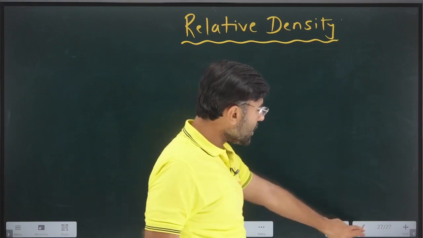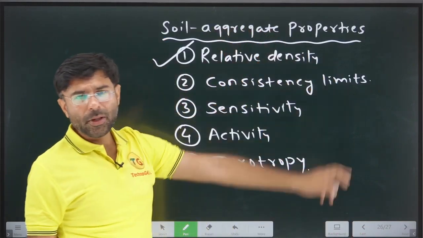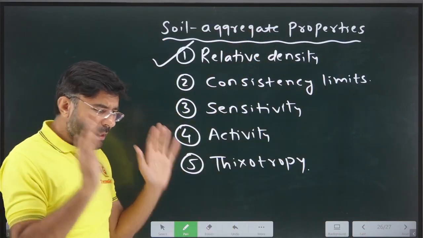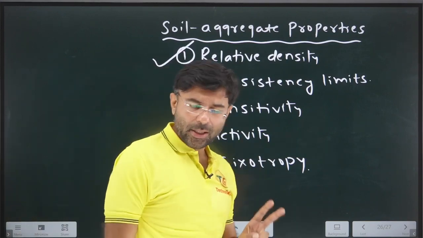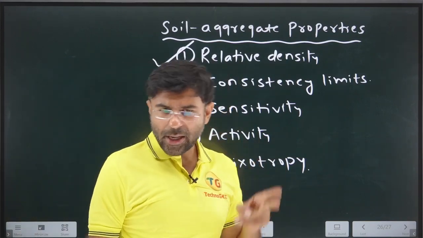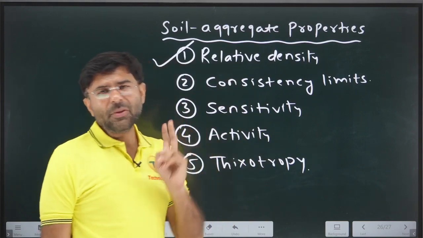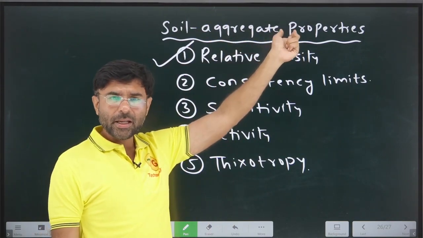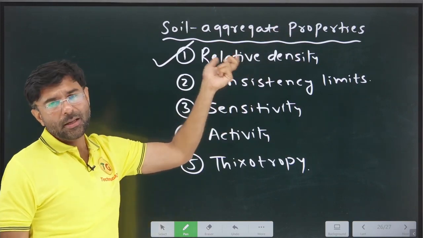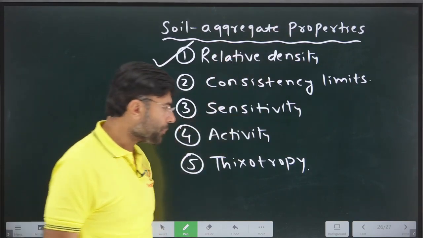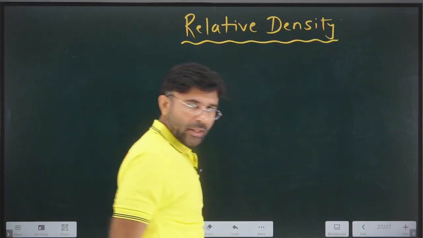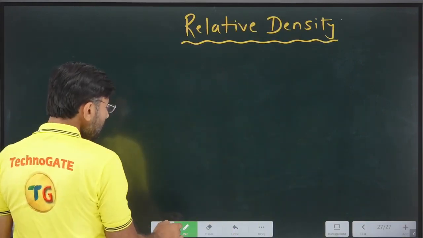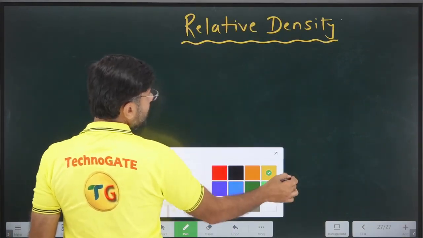This property comes under the category of soil aggregate properties. The entire index properties were classified in two categories: soil grain properties and soil aggregate properties. We have started our discussion with soil aggregate properties, and in this we'll be dealing with relative density in this lecture. See, what is relative density? Another name for relative density is density index.